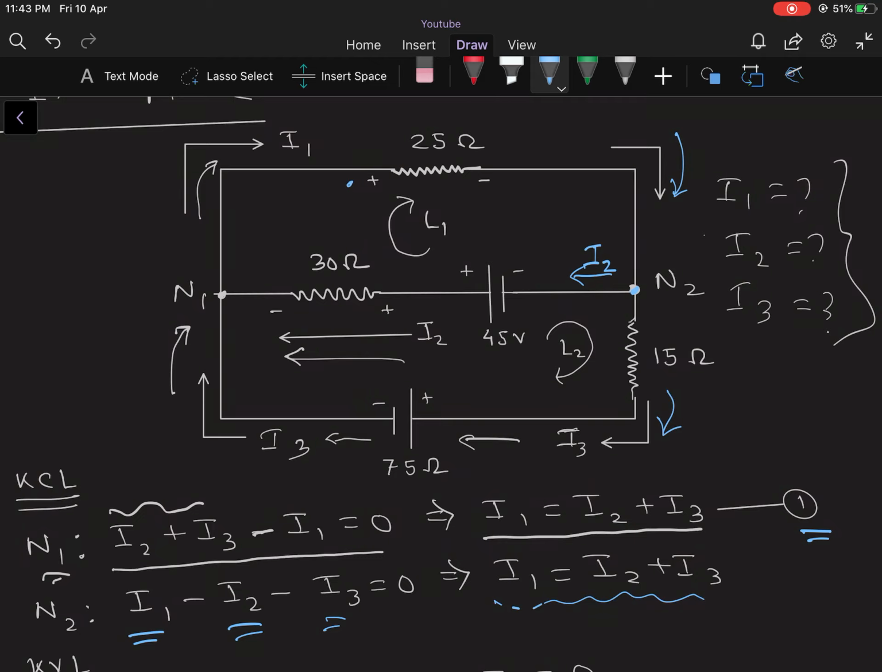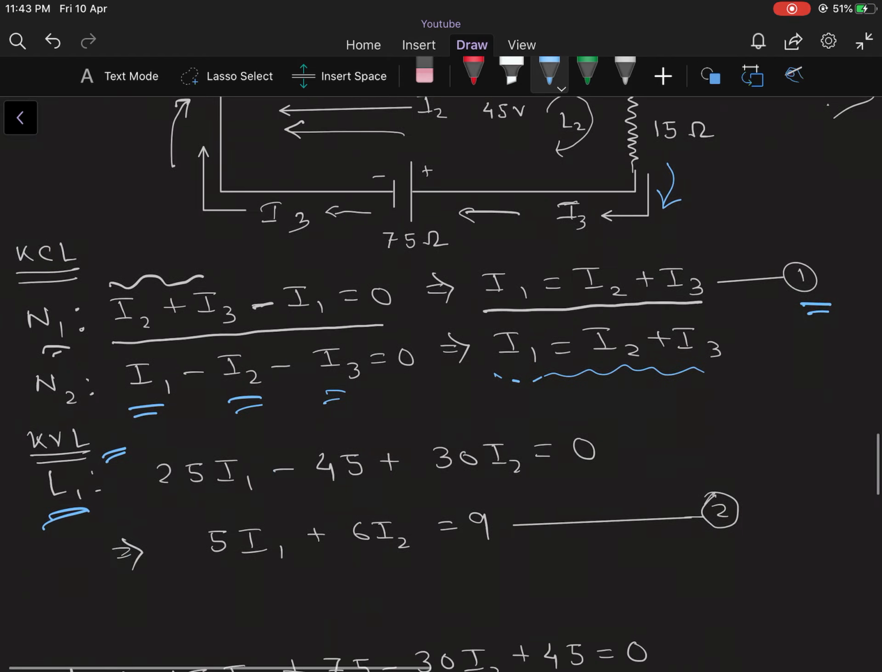We can start from anywhere in between the loop. There will be no problem. Every time the answer will be the same. So now in this case, the voltage drop across the 25 ohm, with current I1 passing through it, will be 25 I1.